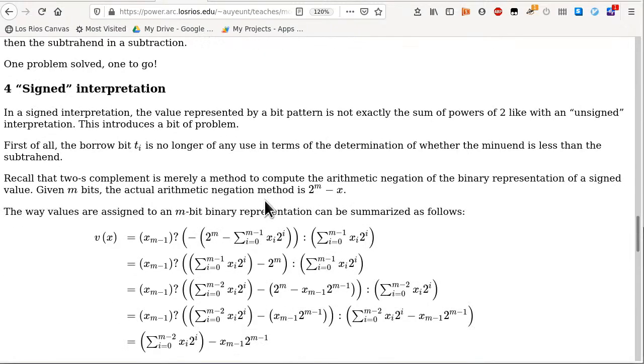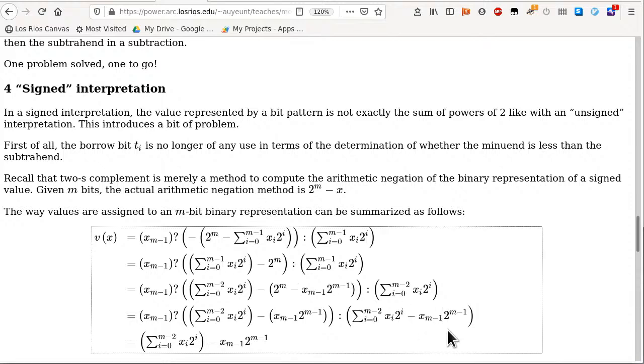So now we move on to signed representation. When we deal with signed representation, the first thing I want to present here is another way to look at signed representation compared to the signed representation module. This is yet another way to look at it.